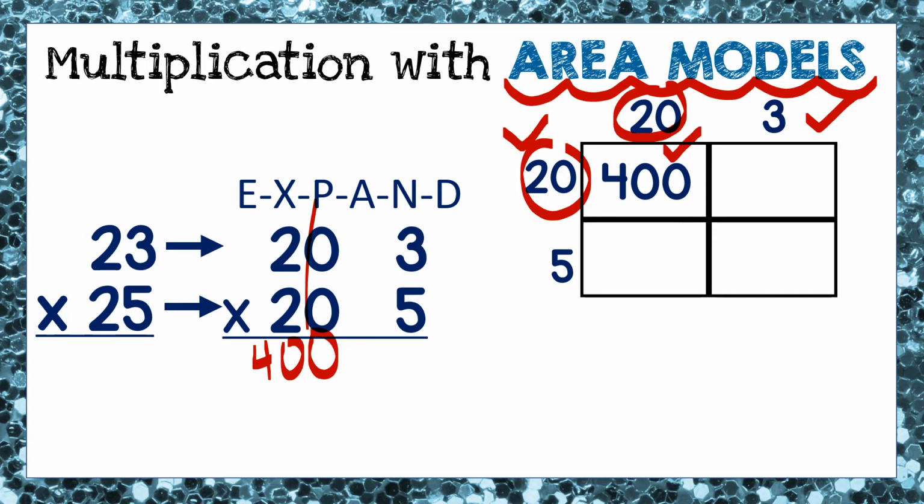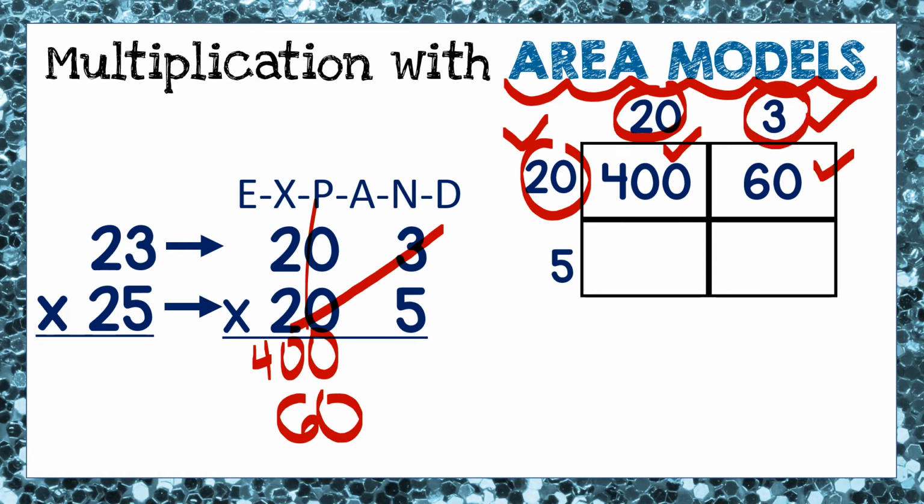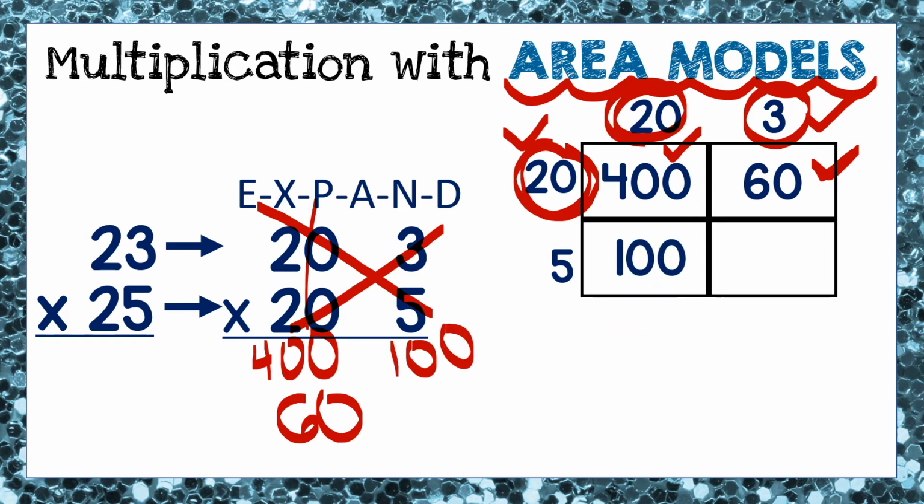Next, I'll multiply 20 times 3, and that gives me 60. And it'll be represented here because 3 times 20 gives me 60. Next, I'll multiply 5 times 20. That gives me 100, and my 100 will go in my box here because 20 times 5 gives me 100.